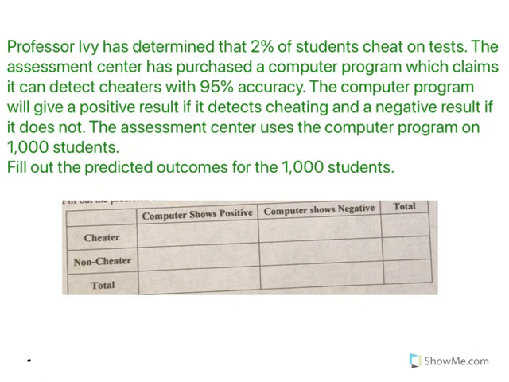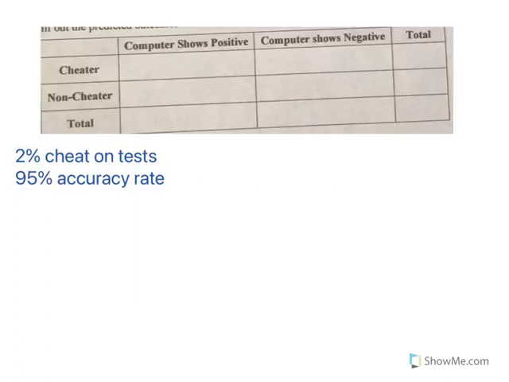The Assessment Center uses the computer program on 1,000 students. Please fill out the predicted outcomes for the 1,000 students. All right, so what do we know? We know 2% cheat on tests, and there is a 95% accuracy rate. And we are starting with 1,000 students.